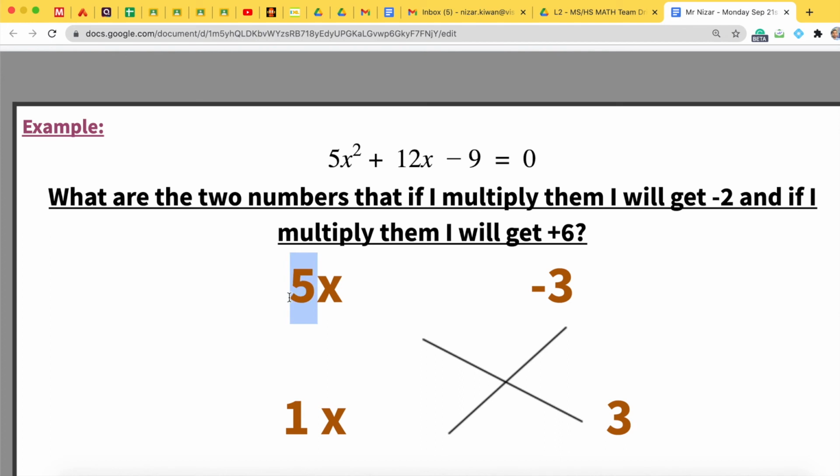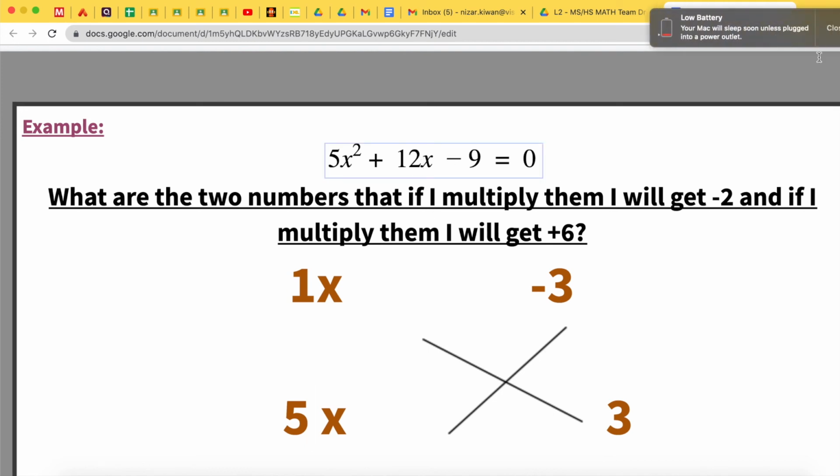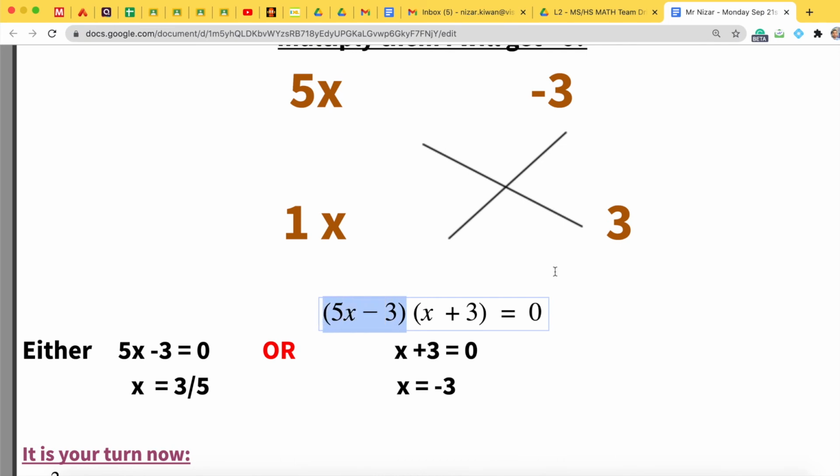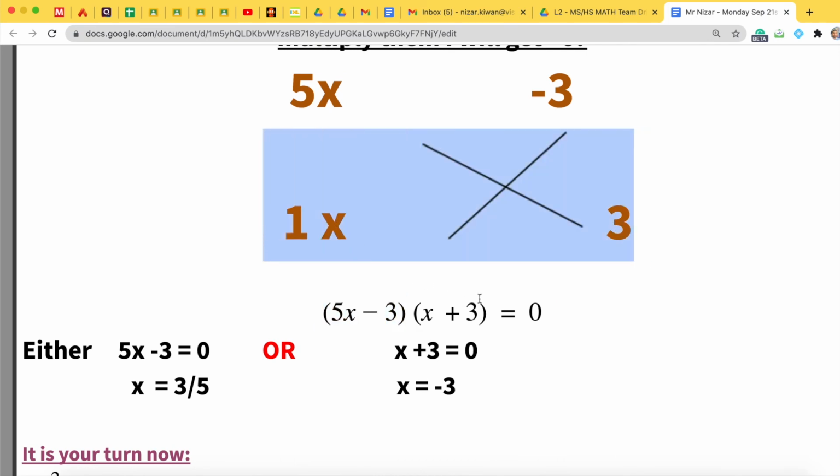Let's say you make a mistake. You just write 1 up and 5 down. You don't know, because 1 times 5 is 5 also. Do the cross multiplication. 1x times 3 is 3x. 5x times negative 3 is negative 15x, plus 3x is negative 12x. But here I want the answer to be positive 12x. That means I need to flip the numbers. Put 5 up and 1 down. So now I have 5x - 3, I will write it in a bracket, times x + 3.